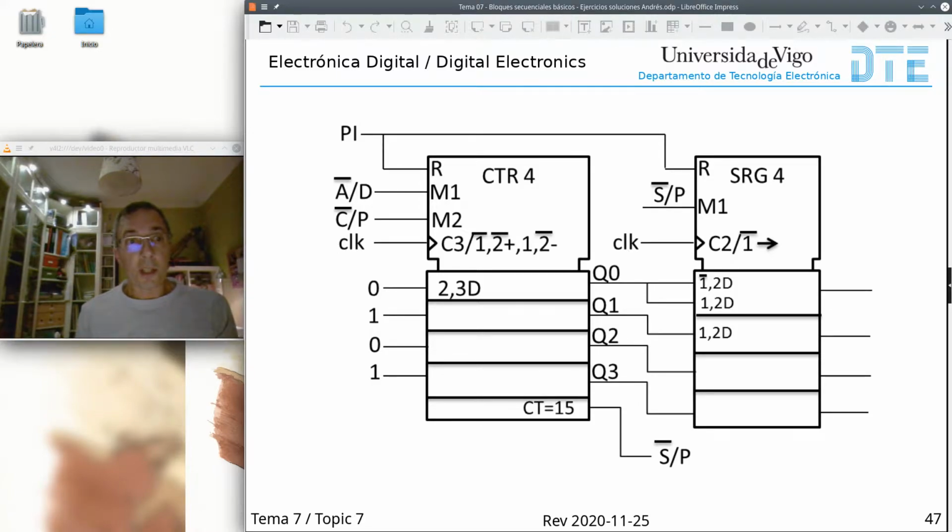The shift register takes the inputs for parallel loading from the counter, if not, it is shifting the signals that it has on its flip-flops, right, and also has a reset signal, and it takes the same clock like the counter. So both systems will evolve simultaneously, synchronously, right? So that's what we need to take into account.